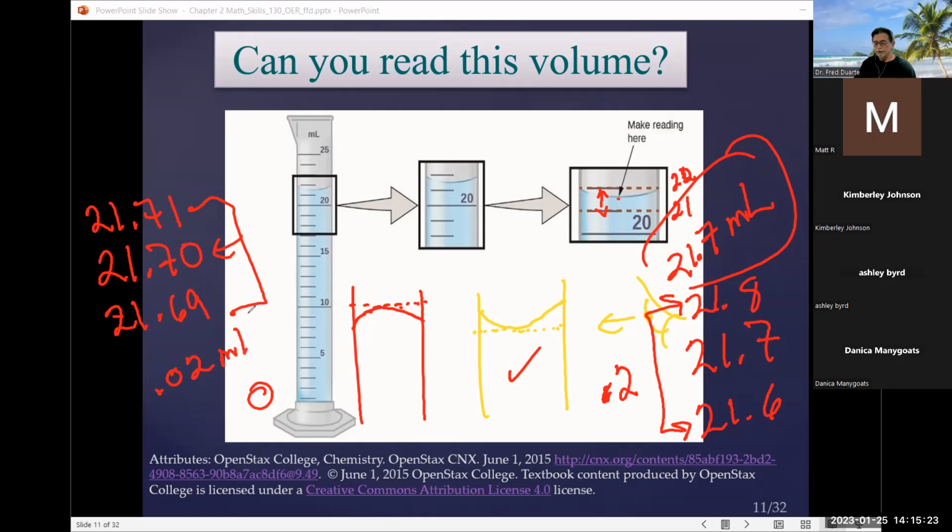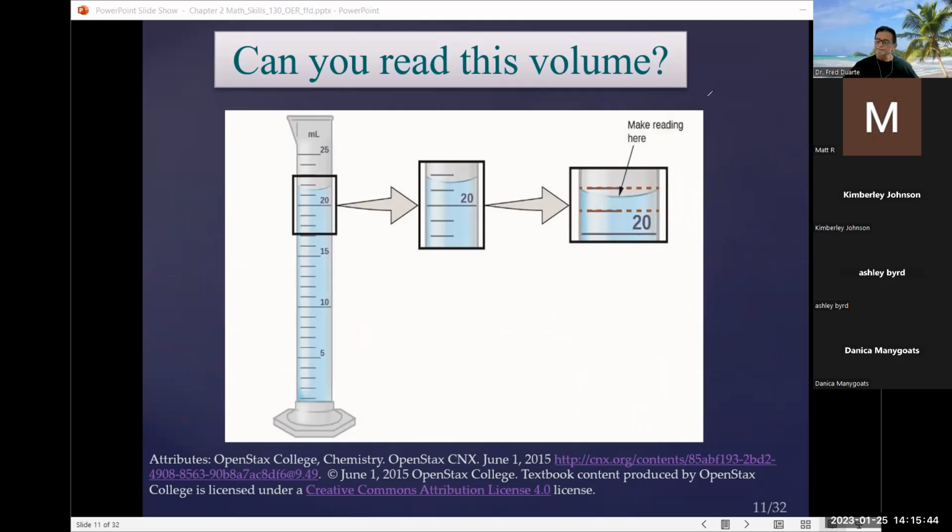0.02 millimeters. The range of error is much less when you have more increments compared to when you have fewer increments, because this one here is a lot less accurate than one with more increments to read the numbers. Okay.